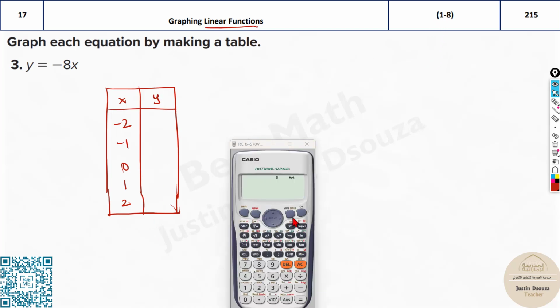All you need to do is click on mode. Once you click on mode, you can see the 7th option, that is table. Click on that. Now, when you get this f of x, you need to understand this is y. See, y is equal to f of x. This is the function of x. So y must be alone here.